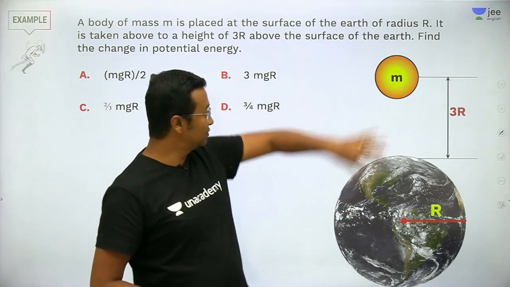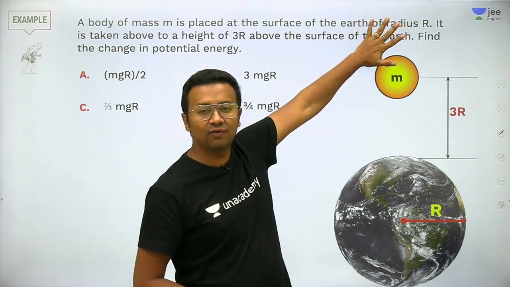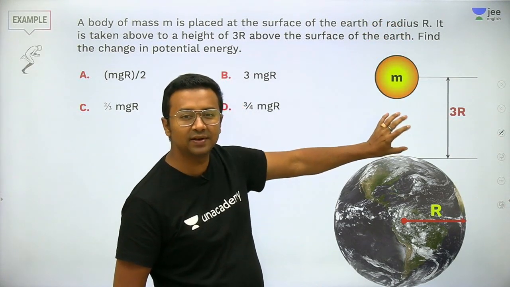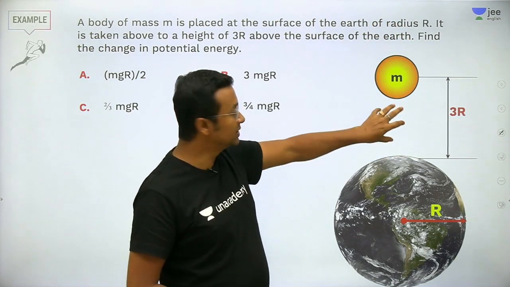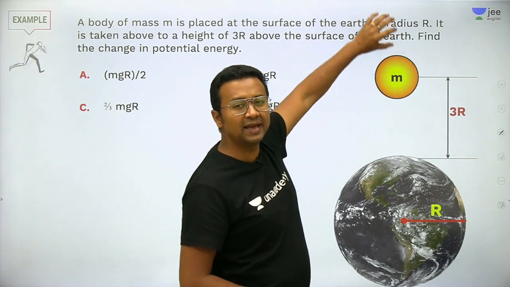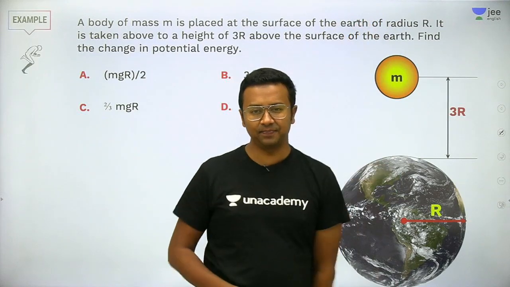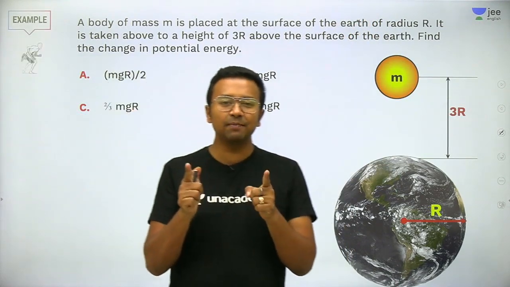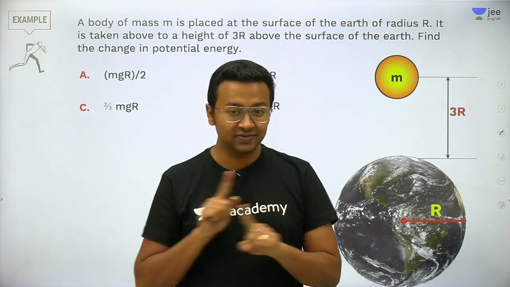Now, this mass which I have dragged to a height of 3r was initially present on the surface of the Earth, and then you increase the height by 3r. Clear? You increase the height by 3r. So what will be the change in potential energy?